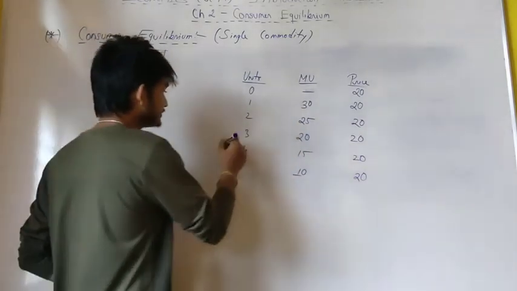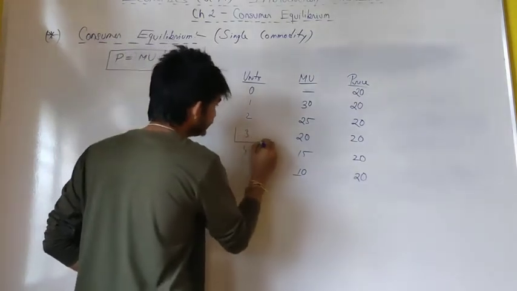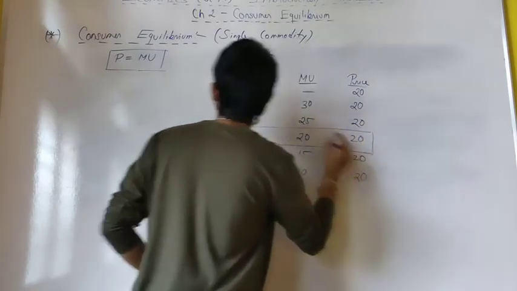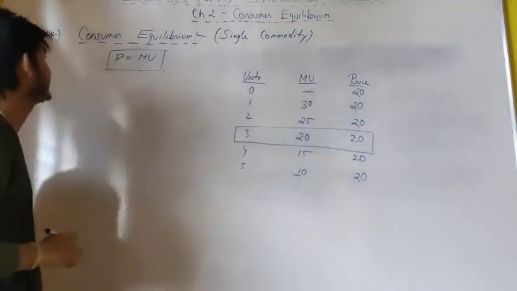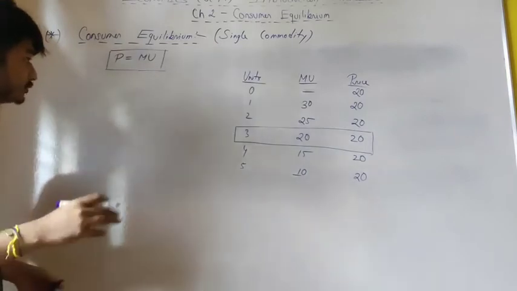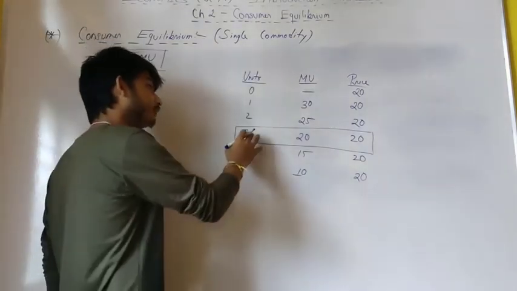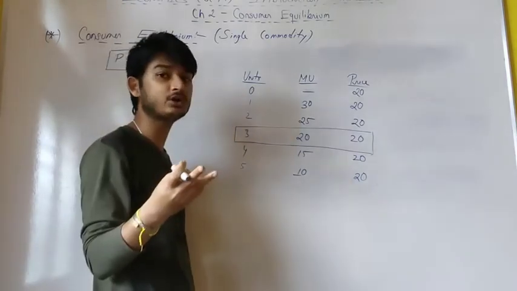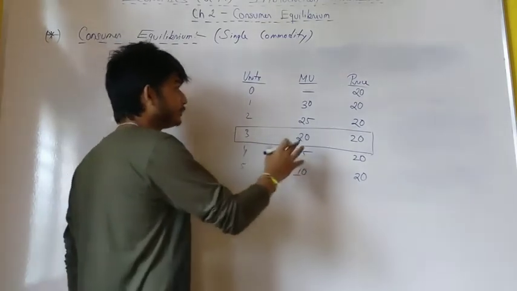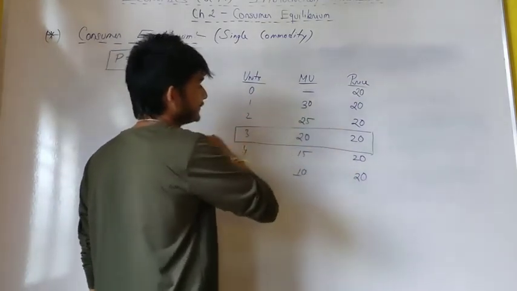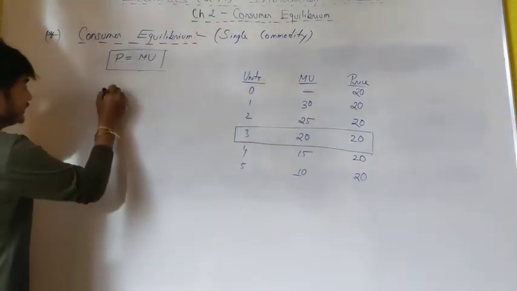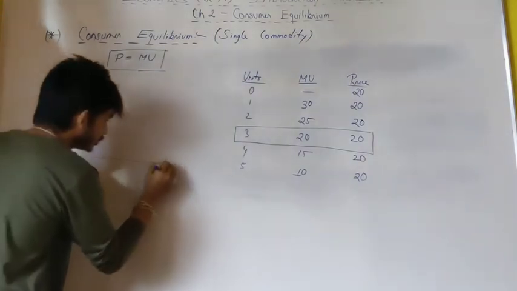Now dear students, just look at the third unit of consumption. At this point this condition is satisfied, that P is equal to marginal utility. So we can say that whenever the consumer is consuming 3 units of the commodity, he is in equilibrium, because at this point marginal utility and price are equal, and this can be shown with the help of a diagram. Let's draw the diagram.